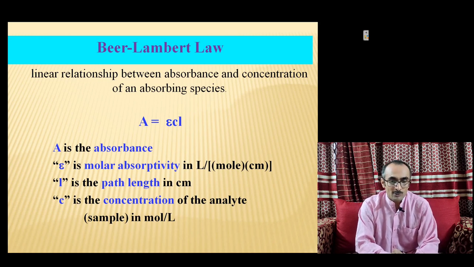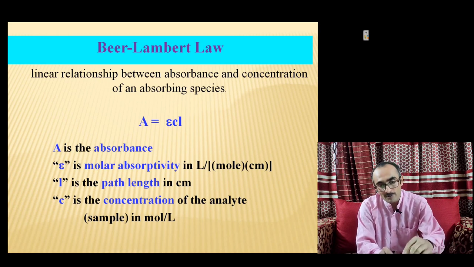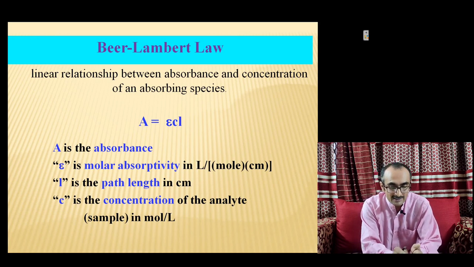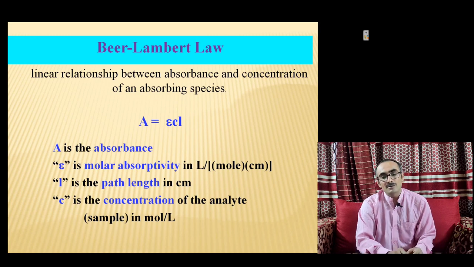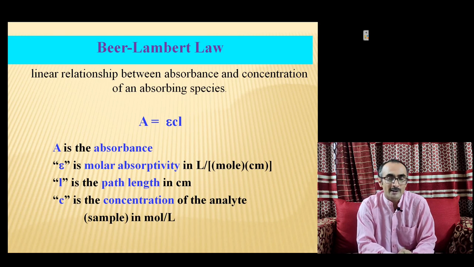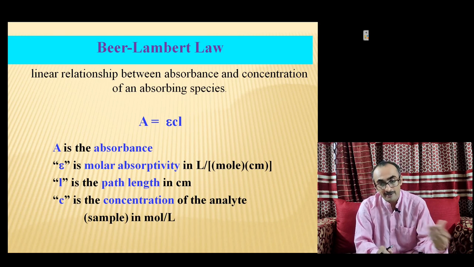At the same time, it also depends on path length. Path length is how much distance radiation is traveling in that compound, or in fact, where you keep that compound, that is called a transparent cuvette. So the size of the cuvette, the width of the cuvette, also decides the absorbance. If you have a wider cuvette, meaning path length increases, you will have higher absorbance.